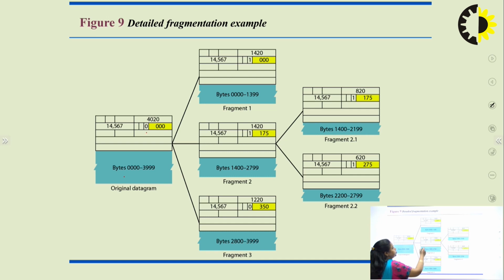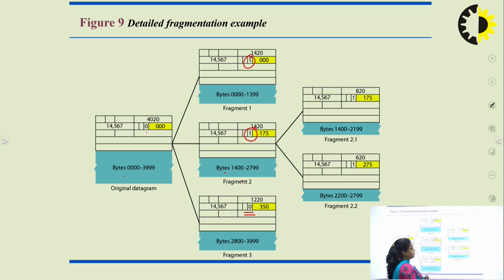So into this you can check, this is 1, this is also 1. It means this is not the last fragment, more fragments are to come. But this is 0, which indicates that this is the only fragment or the last fragment. Similarly, this particular 1400 we have divided into 700 fragments.